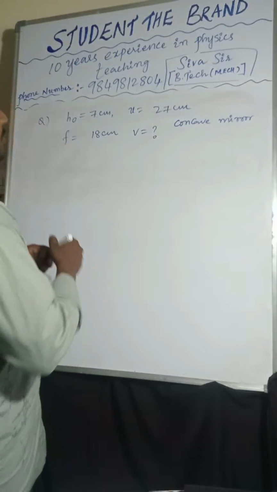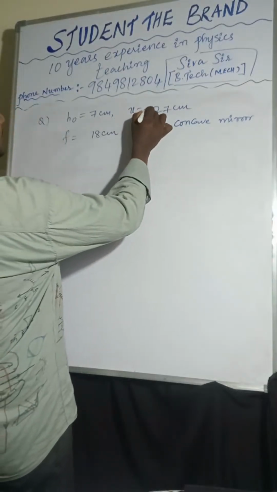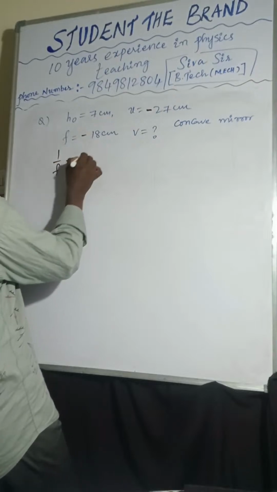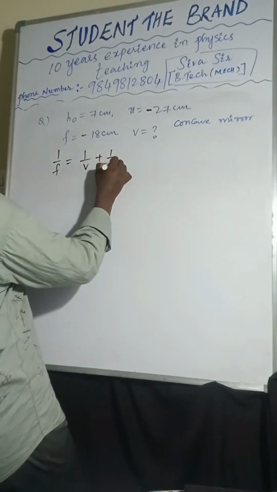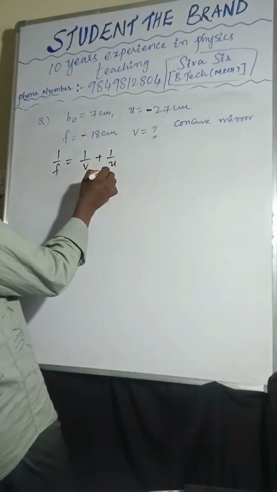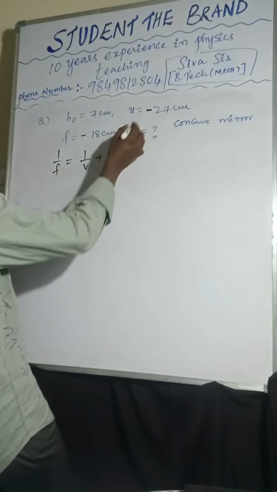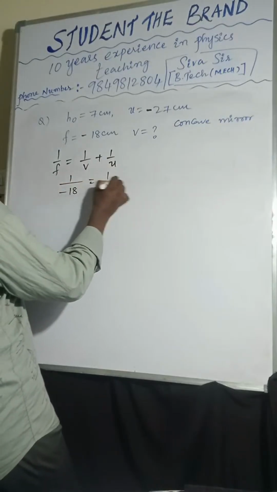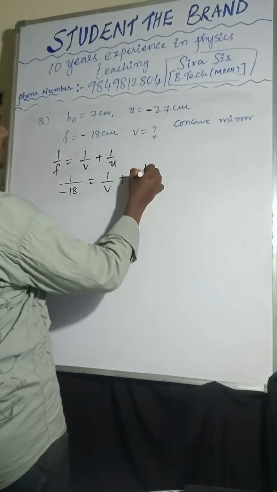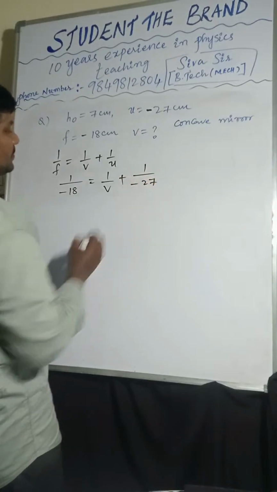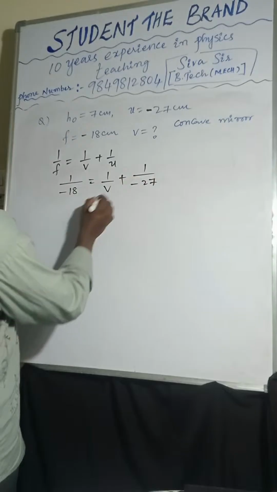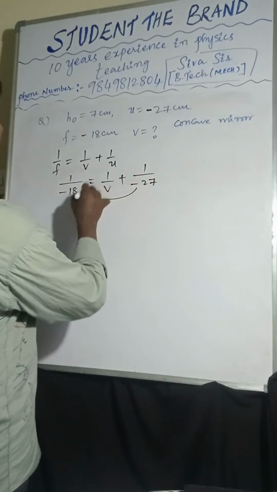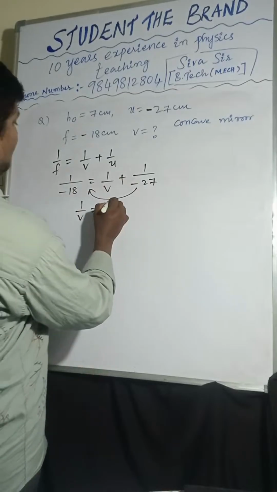Okay, so for a concave mirror, object distance is negative, focal length is negative. So formula is 1 by f equal to 1 by v plus 1 by u. Now focal length is given: minus 18. So 1 by minus 18 equal to 1 by v plus 1 by minus 27. I want 1 by v, so I take this value to this side, so 1 by 27.